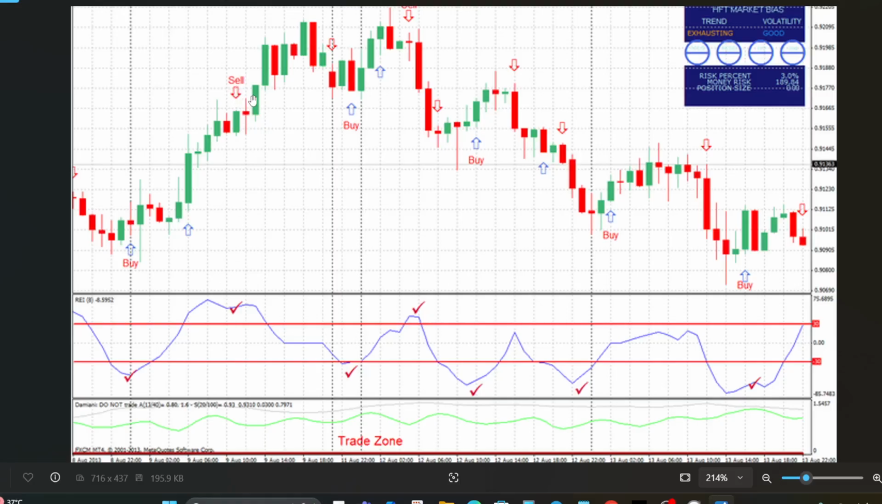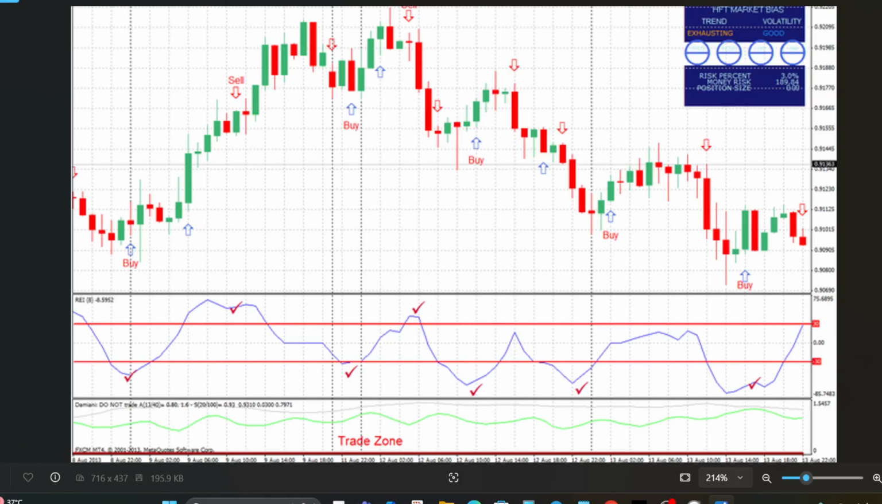If it is when the price is giving signs of a bullish exhaustion, then you can consider a sell signal. But if it is when price is giving signs of a bearish exhaustion, then you can consider a buy signal.